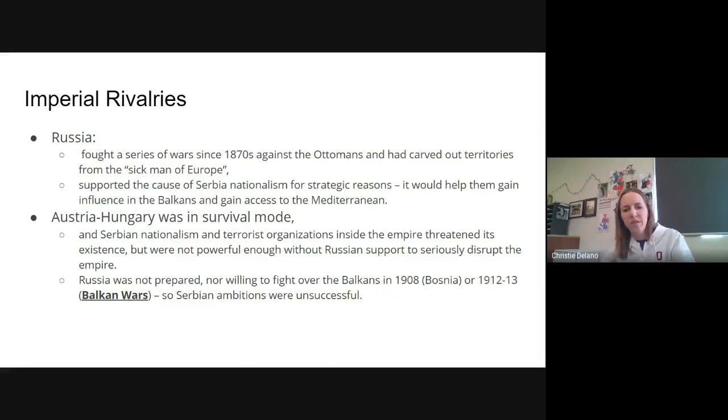So when there were wars taking place there, Serbia expected Russia to come to their aid, but Russia didn't. And so Serbian ambitions for a greater Slavic state were unsuccessful during that time period. And that also told Austria-Hungary that maybe Russia's support for Serbia wasn't all that it was cracked up to be. We'll get back to that a little bit later.